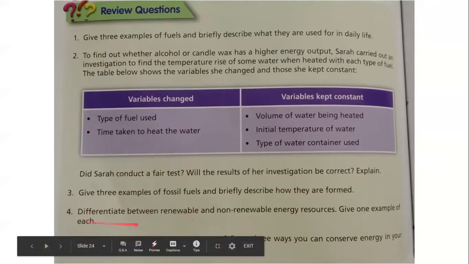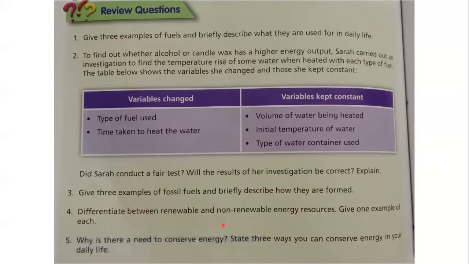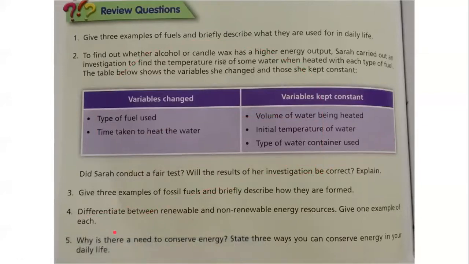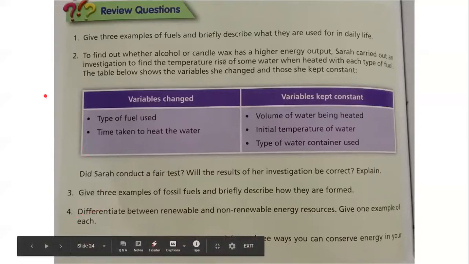Now, question number 4 is to differentiate between renewable and non-renewable energy resources. Give 1 example of each. Renewable is something like sun energy, solar energy, and think about a non-renewable as well. I'm not telling you the answers because I want you to write the answers, not just copy down whatever I say over here. So please watch the video again and again so that you are able to reinforce the concepts.